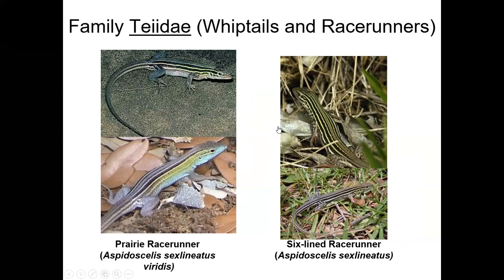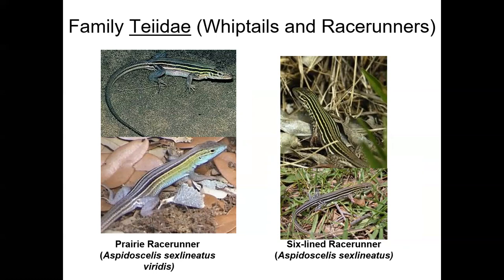With a name like whiptails and racerunners, they're going to have really long, thin tails, which they also will autotomize. And with a name like racerunners, they are lightning fast, especially after about 11 o'clock in the morning when they've had a chance to bask in the sun. Almost impossible to catch with your hand. You almost have to use a net. They are terrestrial and prefer sandy prairie areas. So again, that northwest part of Indiana, where we have our remnant prairies, is where you're largely going to find the Teiids, our prairie racerunner or six-lined racerunner, Aspidoscelis sexlineatus.